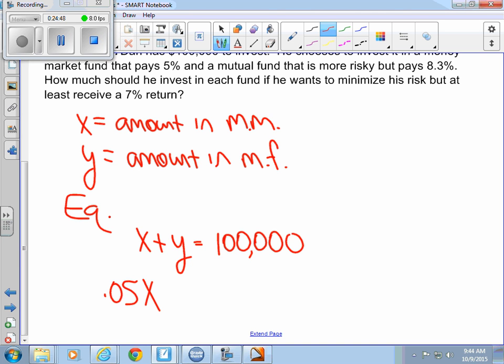0.05, because you know why? Percent means per 100, so 5 out of 100 is 0.05. So whatever I put in X is going to get 5% interest, right? Whatever I put in Y is going to get 8.3% interest.